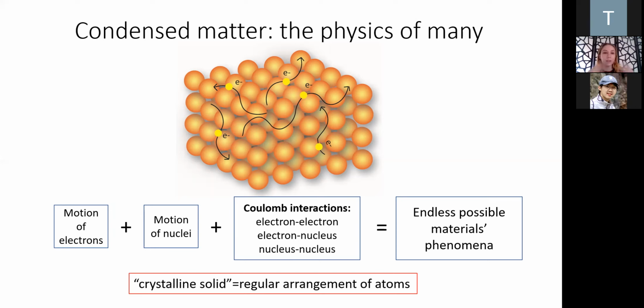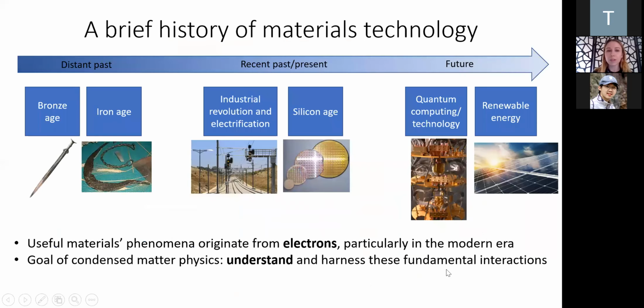So it's a fairly compact list of things that actually happen in a crystalline solid, but because there are so many particles in there, of order 10 to the 23, there are endless possible materials phenomena, with new states of matter, new phenomena and materials being discovered all the time. So human history can be described as a history of materials technology.